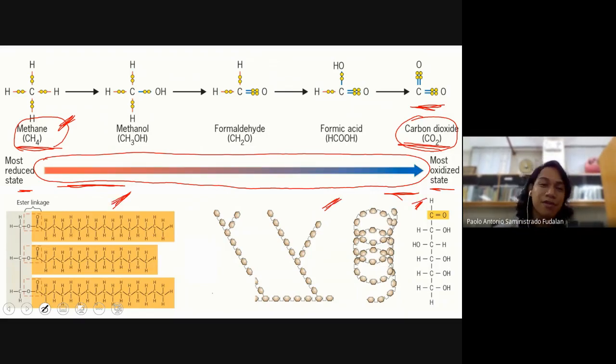Look at the structure of the macromolecules at the bottom. Why is it that the cell uses fats and carbohydrates as sources of fuel? Why not proteins? Proteins may be used, but why is it that the cell considers fats and carbs as the main sources of energy? Why not proteins? Why not nucleic acids?